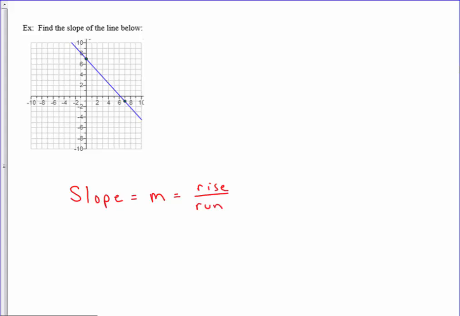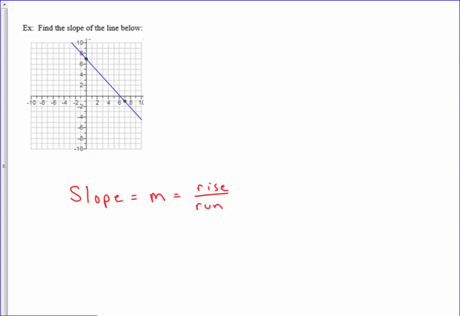Rise means the change up and down. Run means the change left and right. Be careful. If you go up, the rise would be positive. If you go down, the rise would be negative. Similarly, if we go to the right, the run would be positive. If we go to the left, the run would be negative.